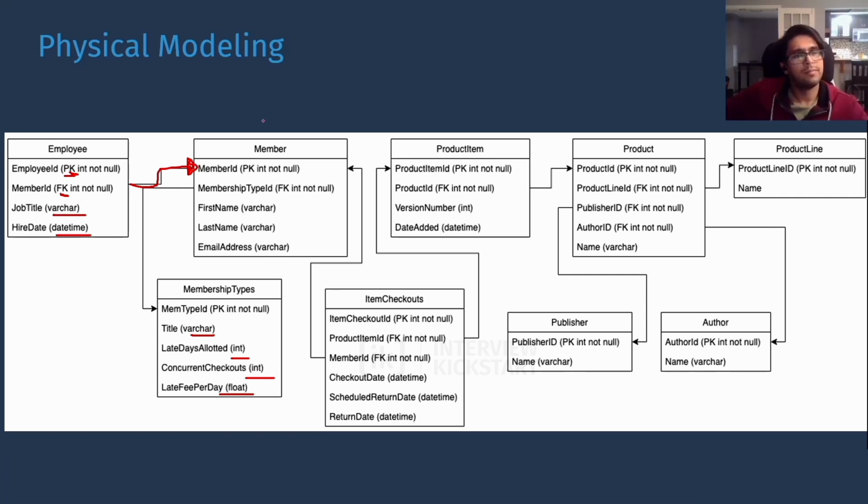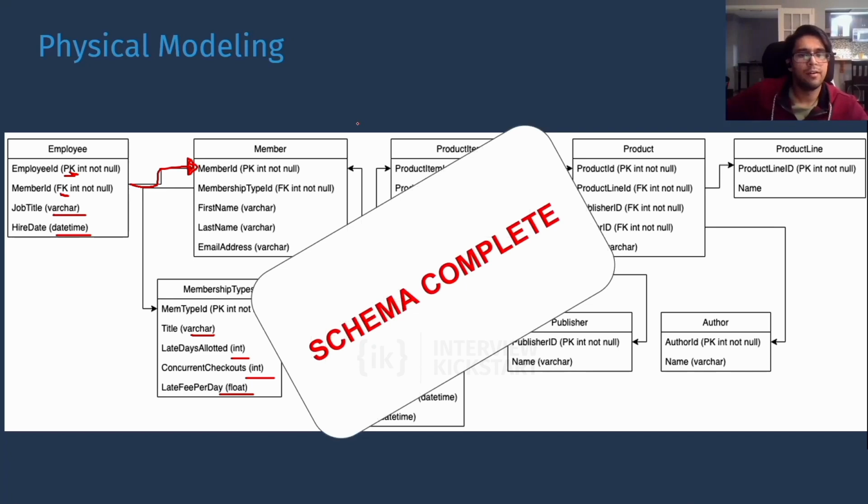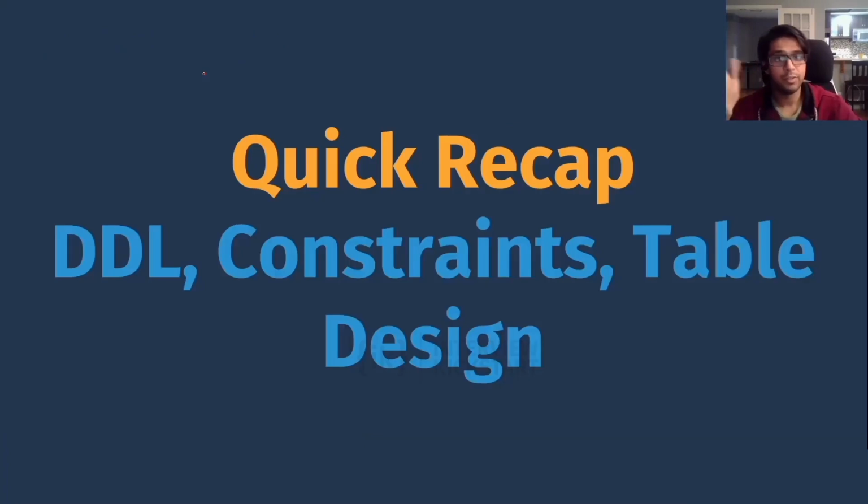Okay, so I would pause the video here, take a look through this, make sure you understand it. But again, it's not too different from the exercise we just went through in logical modeling, right? Just added in the data types to get our complete schema, which we have complete here. Okay, and if you remember back to the question, one of the requirements was to create the DDL statements, right? So before we do that, we're actually going to do a quick recap on, in general, what DDL statements, constraints, and table design entails.